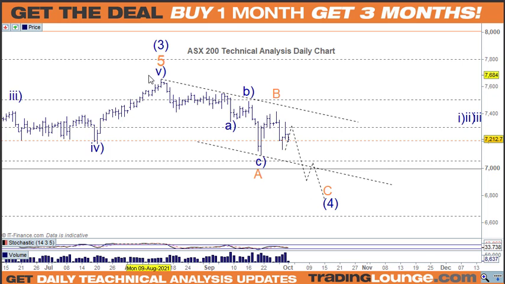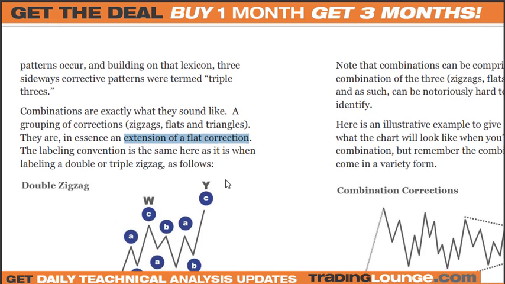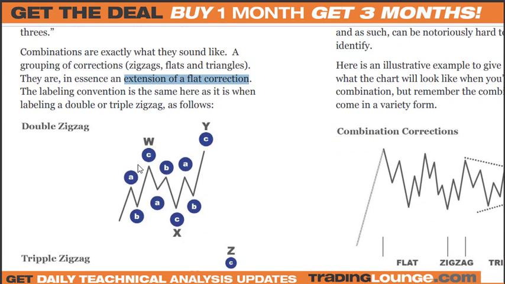We are working in lots of threes here. So we're working in WXY combos. We're looking at this type of double sort of zigzag pattern here, with an ABC for the W and ABC for the X and ABC for the Y. I think that's where we are. So really it's an extension of the flat correction in that regard.